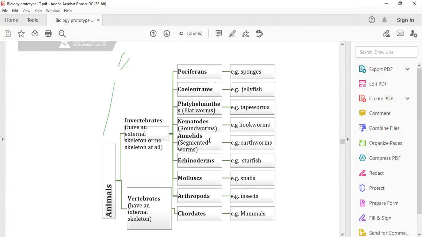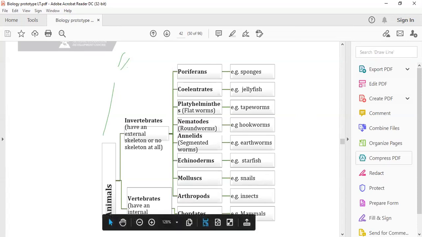Then we have the phylum of Arthropoda. Phylum Arthropoda, it has the arthropods. The word is Arthropoda, A-R-T-H-R-O-P-O-D. Arthropoda, right? So this one has the arthropods, where the insects belong, and this is the most common group of organisms in that case.